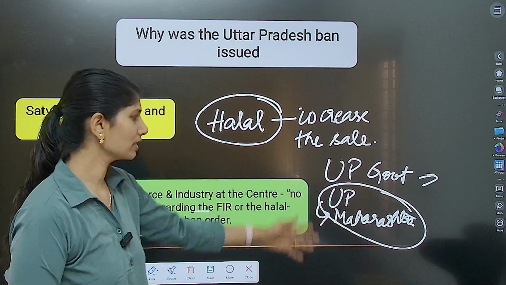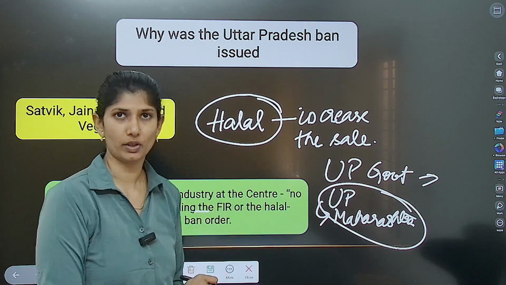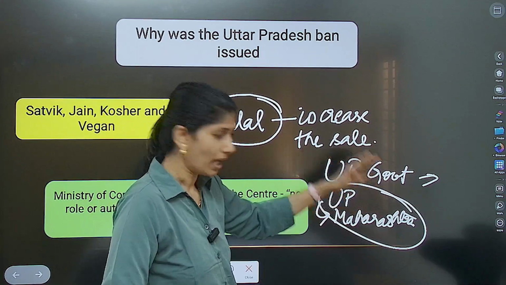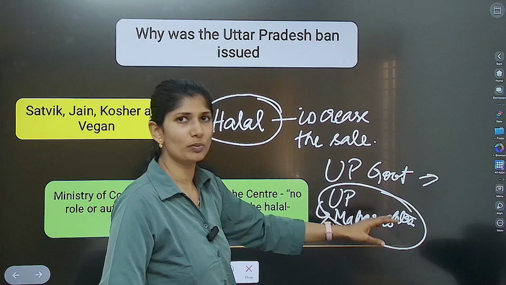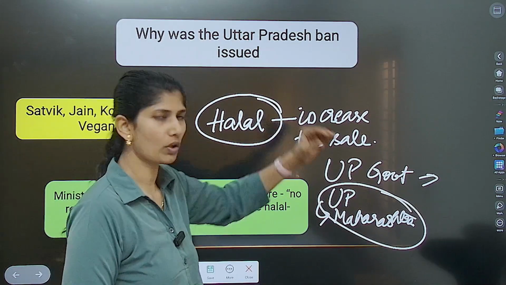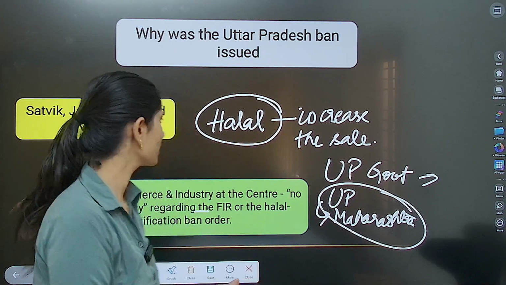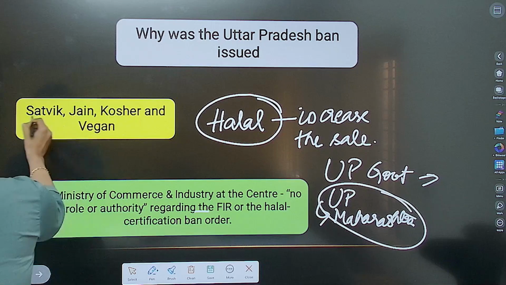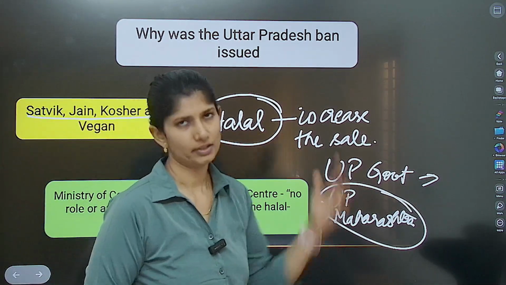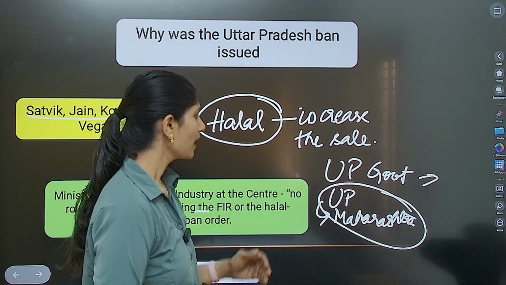because their sales are increasing because of this and people are using it to fund terrorism. They have also claimed that this is baseless, but it might be possible for other states also to follow the same thing, and they're calling this focused on one particular religion and hurting minority sentiments. If that is so important, then why are tags such as Satvik, Jain, Kosher, Vegan all not touched? They're also certifications only, no, then why only halal certification is touched?